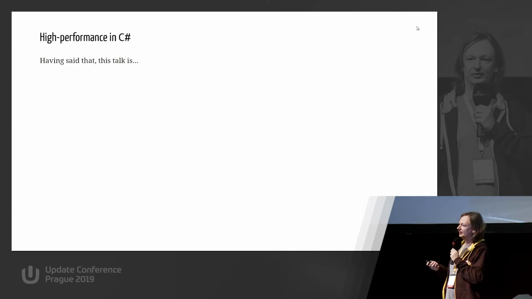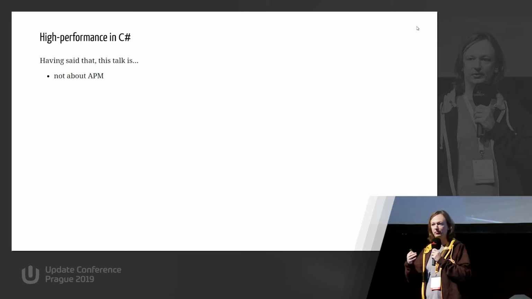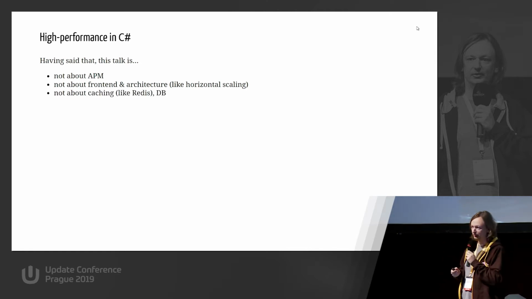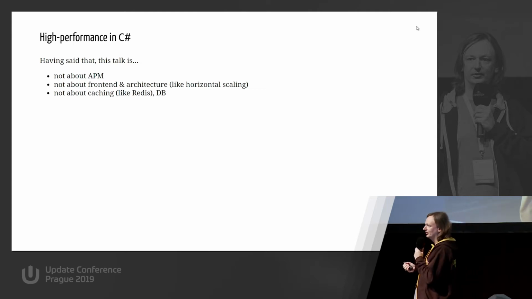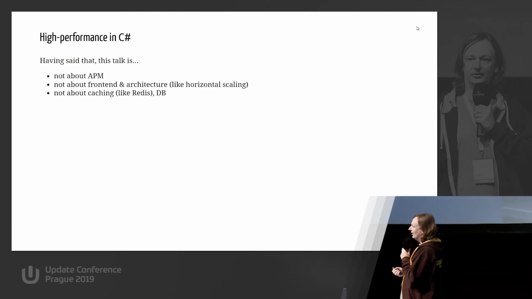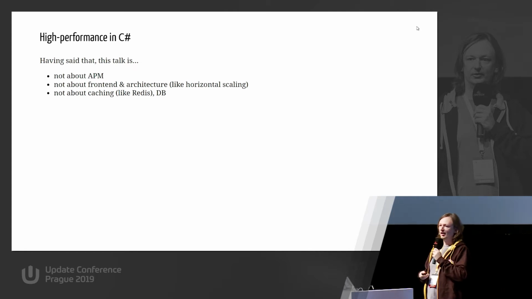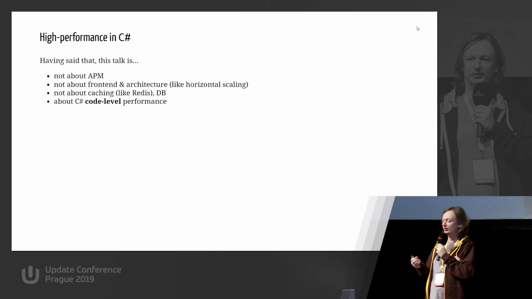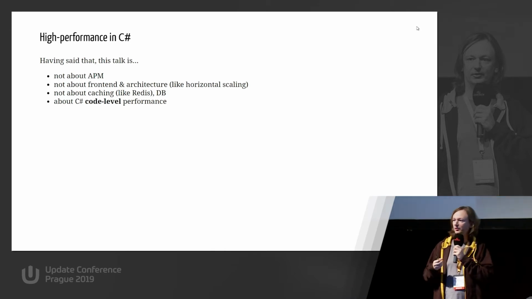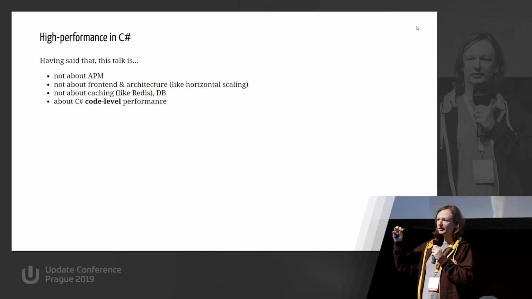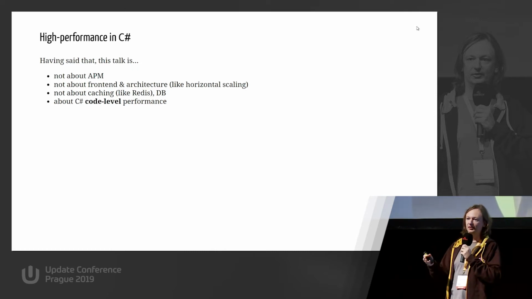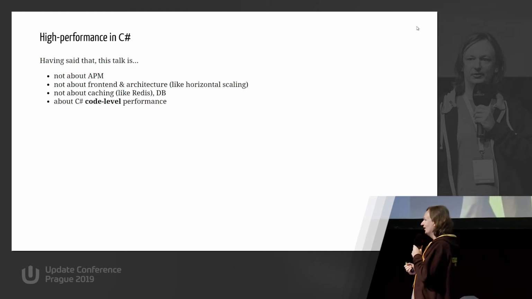And having said all that, this is not a talk about application performance monitoring. It is not about architecture or front-end performance. It is not about caching or databases, because databases being slow are a place where we optimize things, but this is not the talk for today. This is a talk solely about C# code level performance. If you have this small part of your application that should be really fast, and it is written in C#, we want to write it as fast as possible.